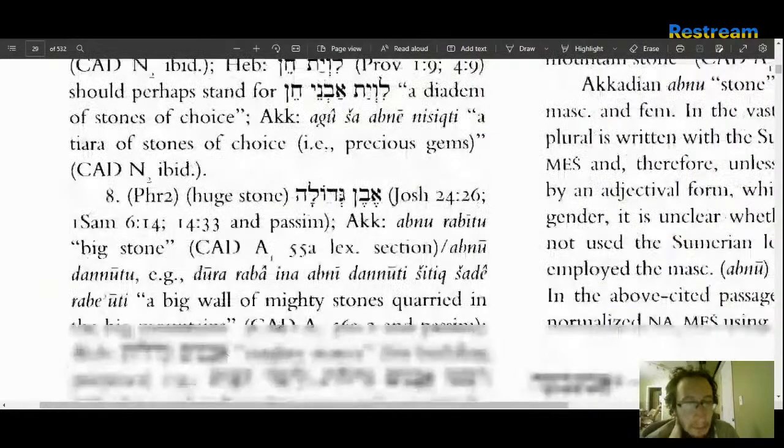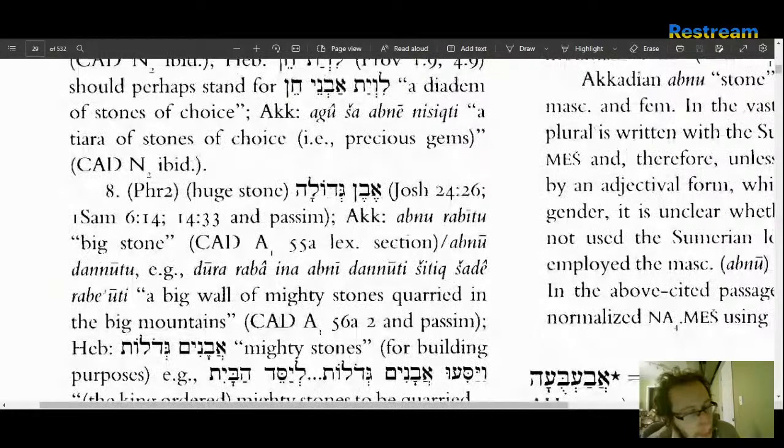So then we have big stone. This is another word that in Hebrew means big. It's Gadol. So Aban Gadola, right here. And Akkadian has Abnu Rabitu. So it looks like what they're saying is this word might not be used the same in Akkadian, but Akkadian uses a similar word Rab, which also means large or great. Let's see.